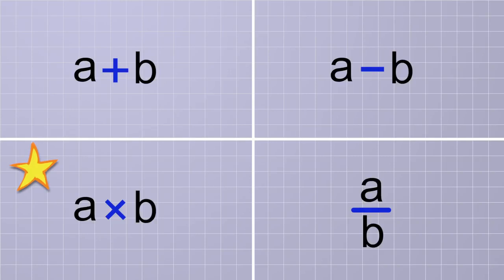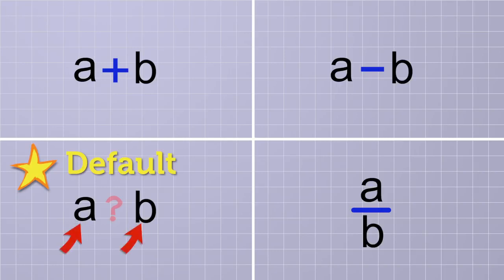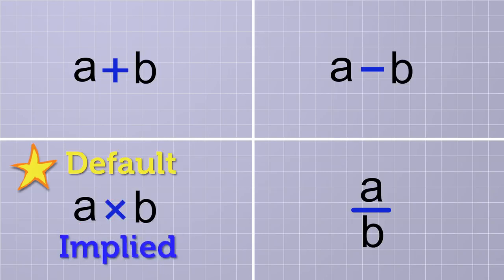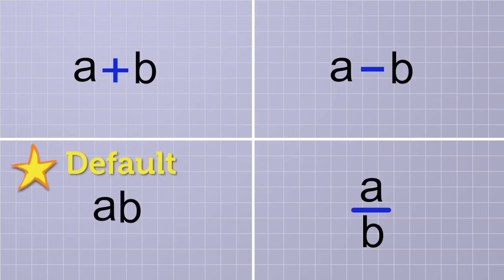In algebra, multiplication is the default operation. That means if no other arithmetic operation is shown between two symbols, then you can just assume that they're being multiplied. The multiplication is implied. For example, instead of writing a times b, you can leave out the times symbol and just write ab. Since no operation is shown between these two symbols, you know that you're supposed to multiply a and b. Of course, you can't actually multiply a and b until you figure out what numbers they stand for.